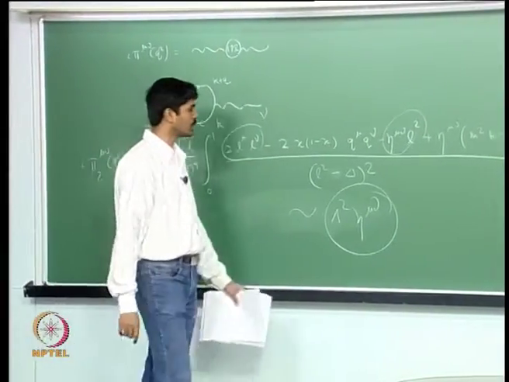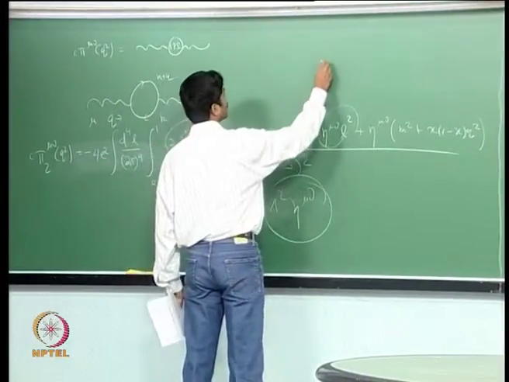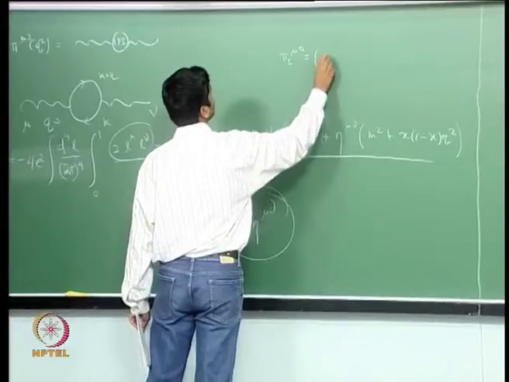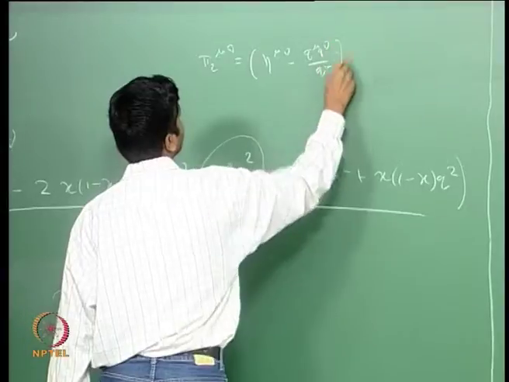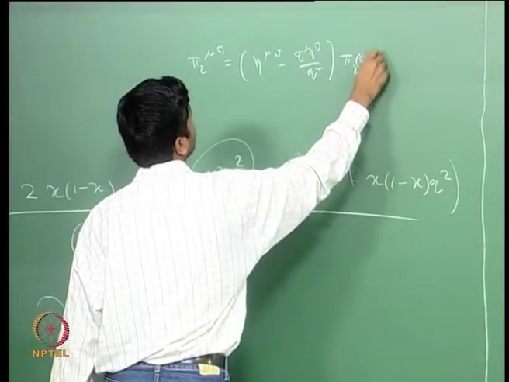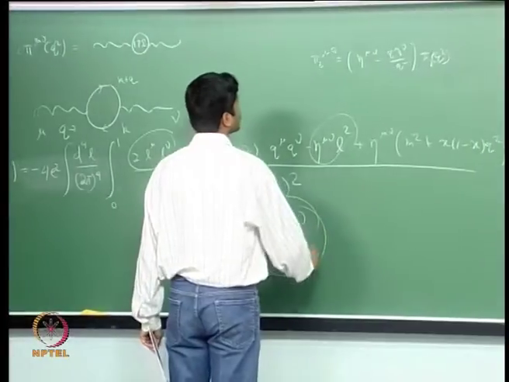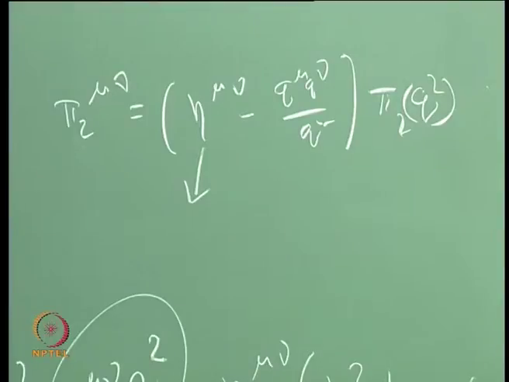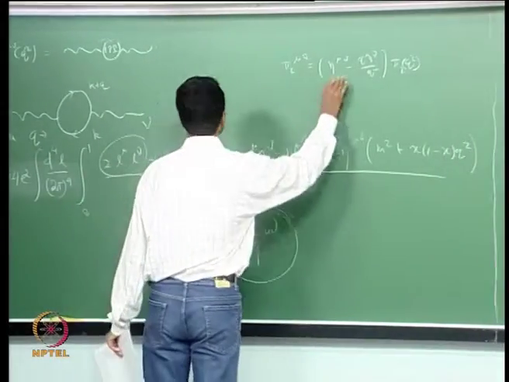Remember, when we discussed the Ward identity, we saw that the expression for Pi 2 mu nu must be such that it is proportional to eta mu nu minus q mu q nu divided by q square, times some Pi 2 of q square. That is what we were expecting to get, but in this regularization process we do not get the second term. All that we get is eta mu nu times some quantity which is quadratically divergent. So the Ward identity is lost in this process.